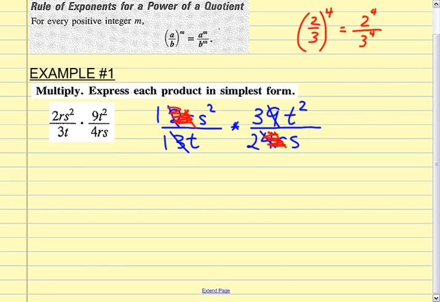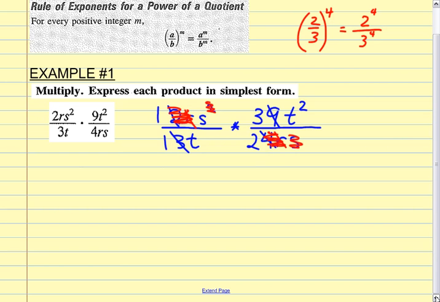Let's go to S's. Grace, do you see any S's that can cancel? Yes. Which ones? The bottom right, with this one up here. But remember, there are 2 S's up here. So now I just have S to the first. Is that okay? Any other S's, Grace, or is that it?